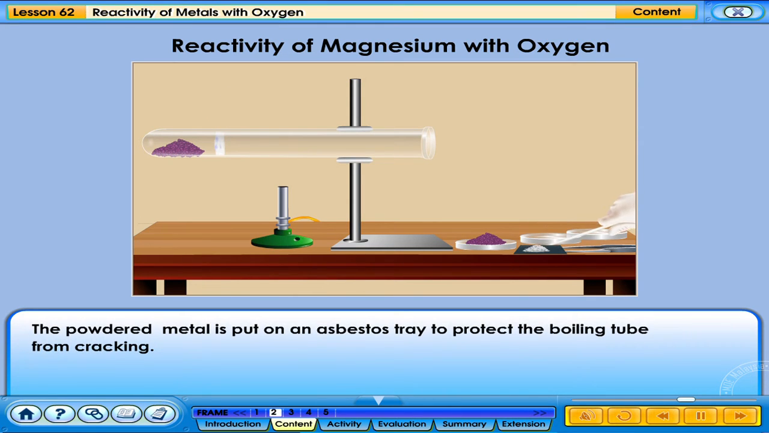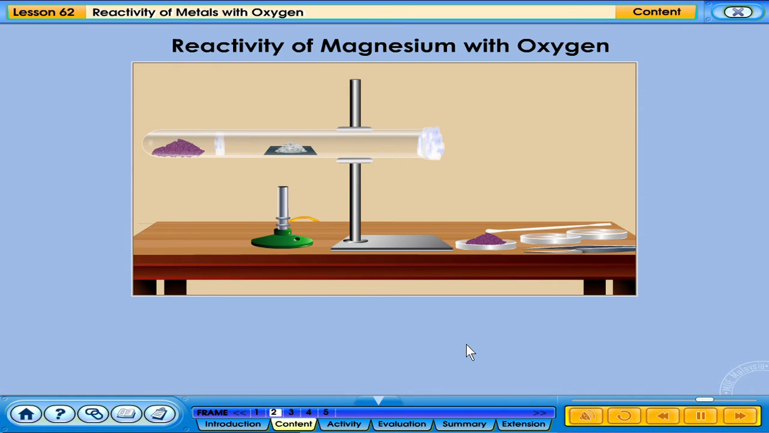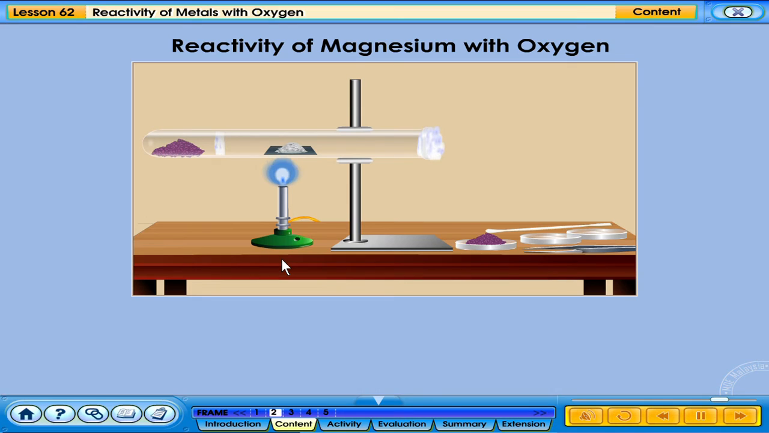The powdered metal is put on an asbestos tray to protect the boiling tube from cracking. We can now start the experiment. Click the Bunsen burner to heat magnesium. When the magnesium starts to glow, the potassium permanganate is then heated. Drag the Bunsen burner to heat up the potassium permanganate.